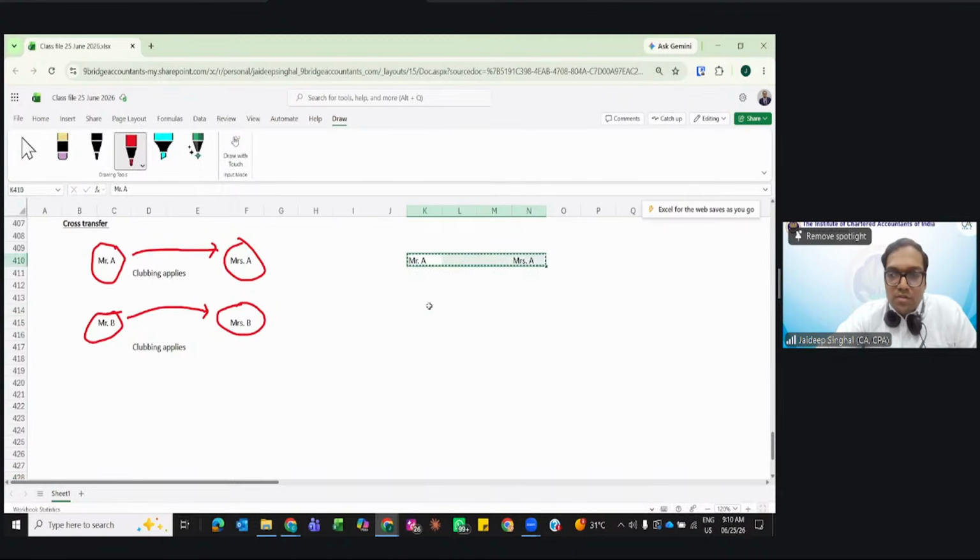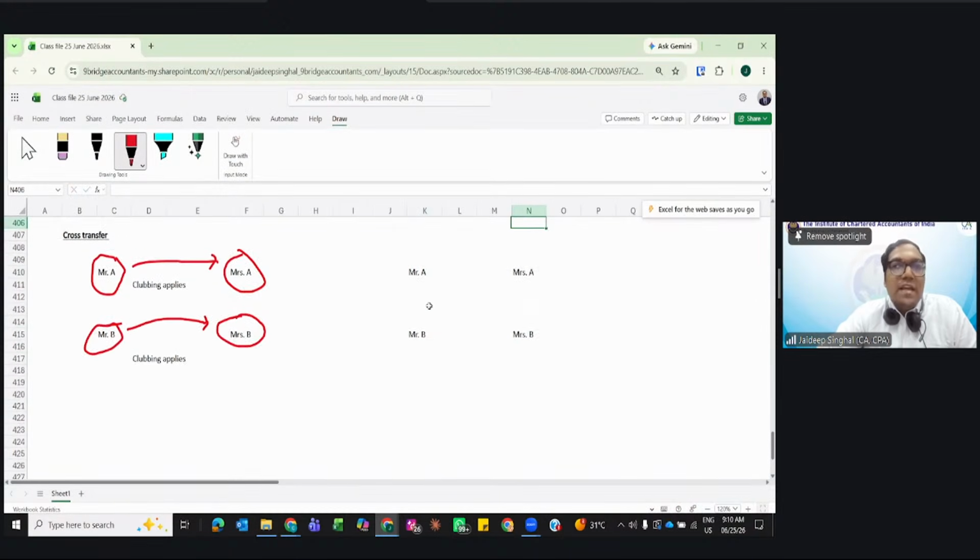Now, what do they plan? They think, okay, the law restricts the transfer to one's own spouse, so Mr. A transfers to Mrs. B and Mr. B transfers to Mrs. A. Will the clubbing apply? Ideally, as per the provisions we have studied till now, will clubbing apply? Now, this is called a cross transfer. You are doing this transfer to avoid the taxes.